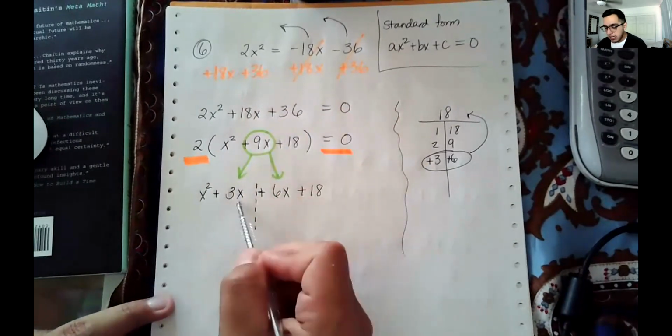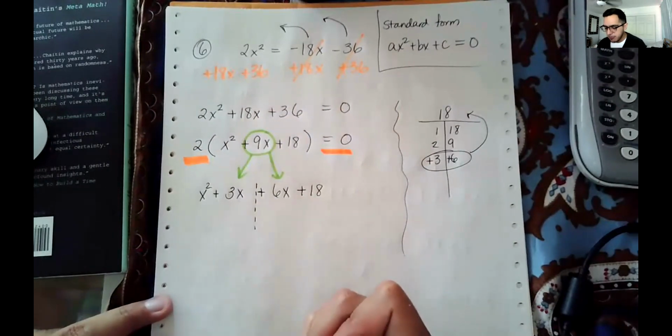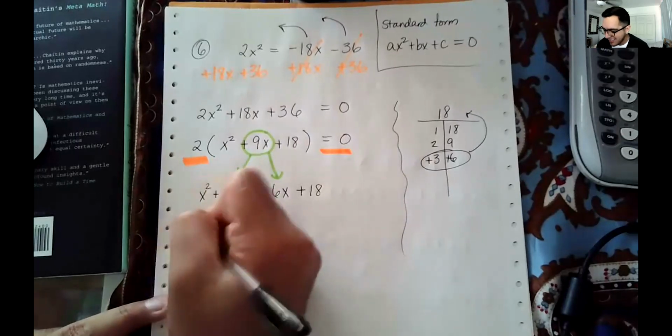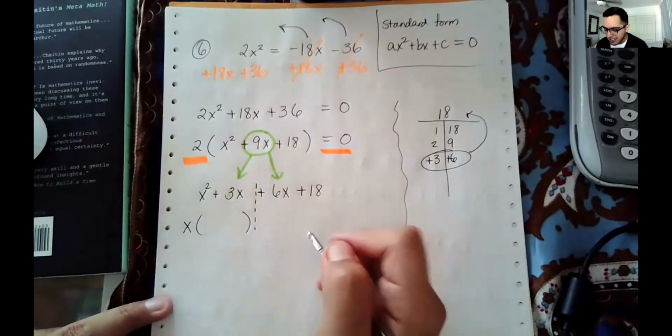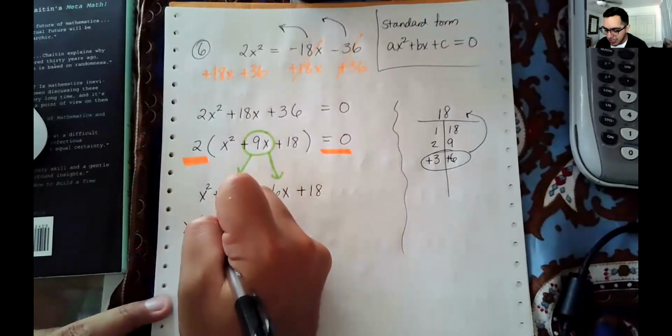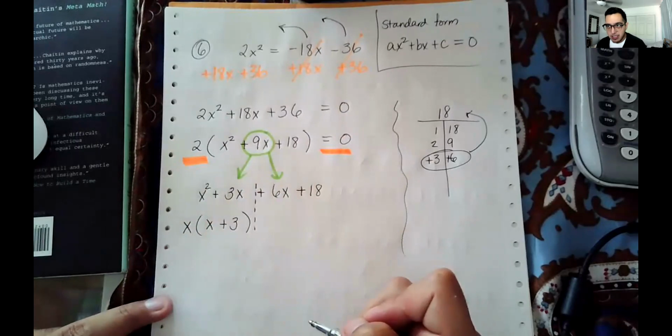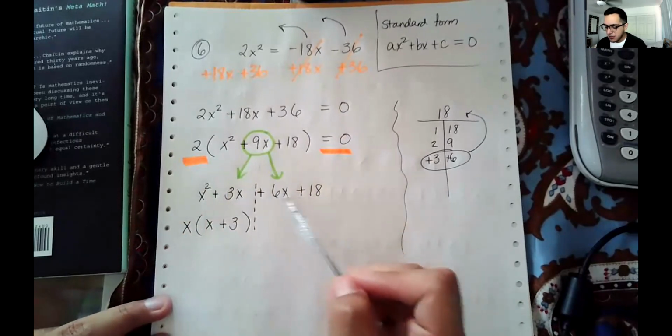These 2 terms have what in common? X. Yeah, just an x. So if we factor out an x, that should leave us with an x plus 3 here. Is everybody okay with that? Sounds good. And then over here, what do these 2 terms have in common?